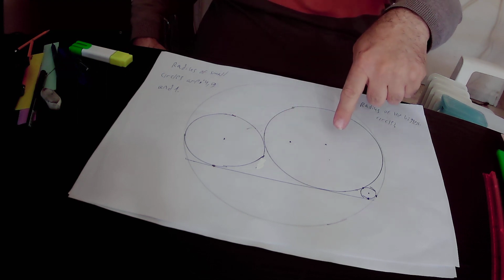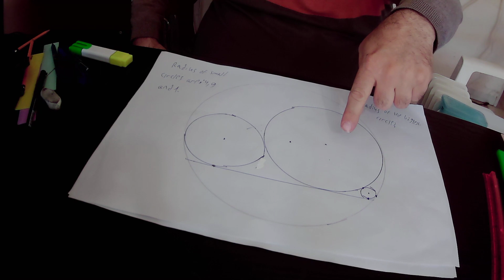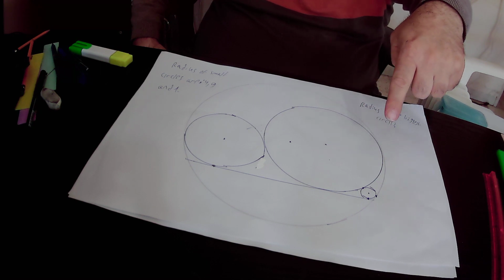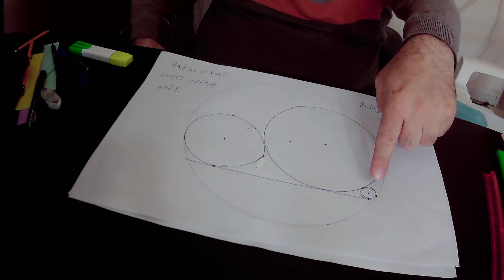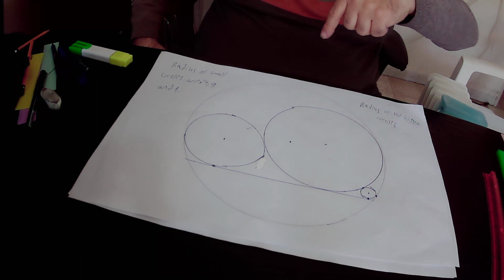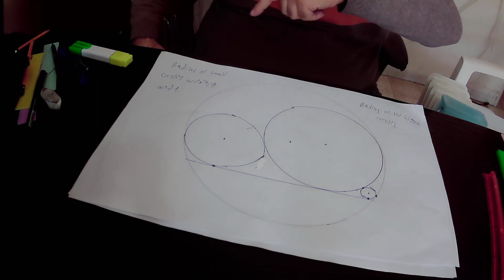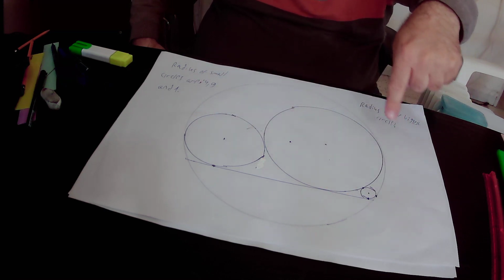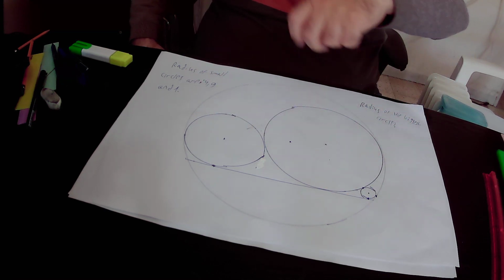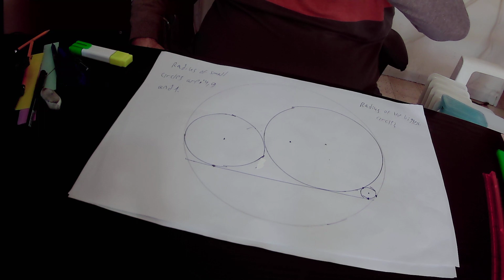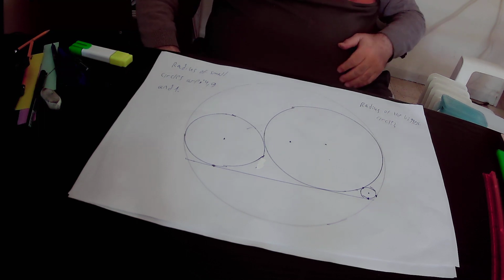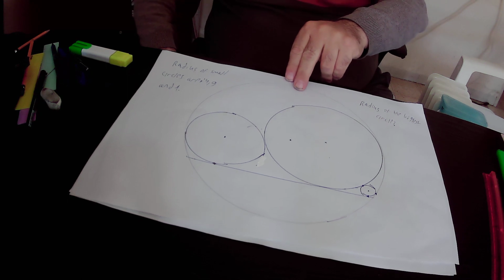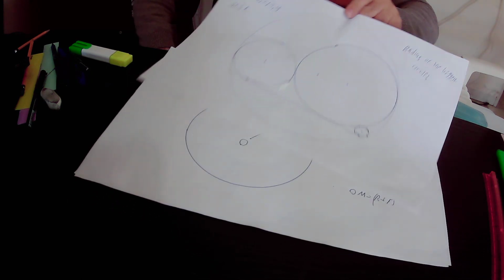The radius of this circle is equal to 9 units. And the radius of this circle, or the smallest circle, is equal to 1 unit. And we want to find out the radius of this circle that the 3 other circles are located in. Okay, so first of all, I will present to you 2 new theorems.